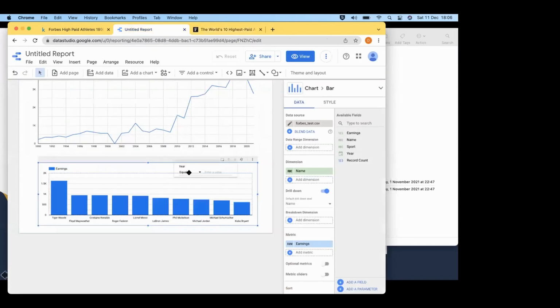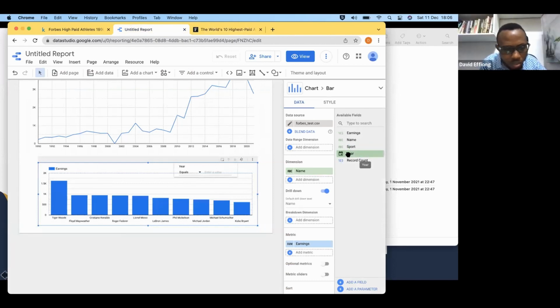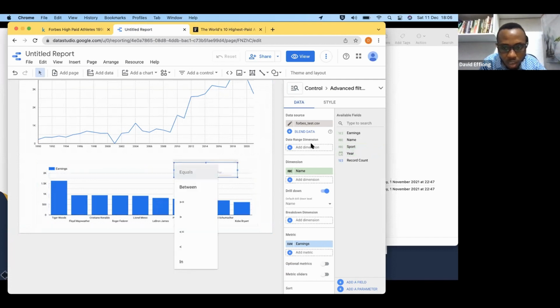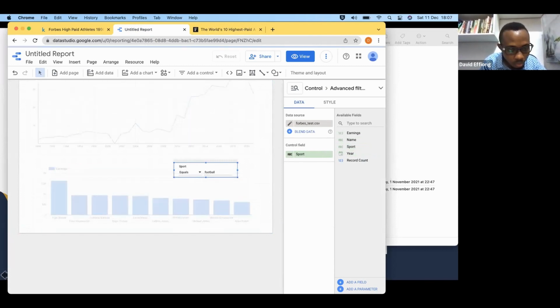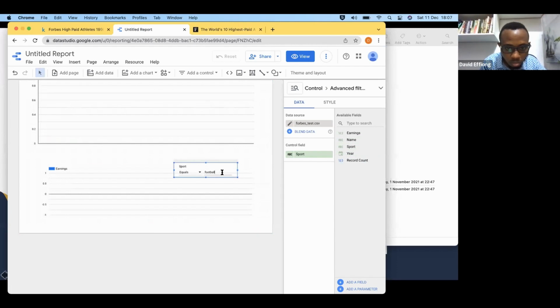Okay, let us see if we can get more meaning or more sense out of this. Let's make our filter sports instead. Let's filter by sports. Football. My data is not entered properly.